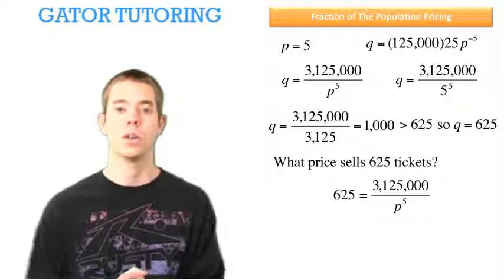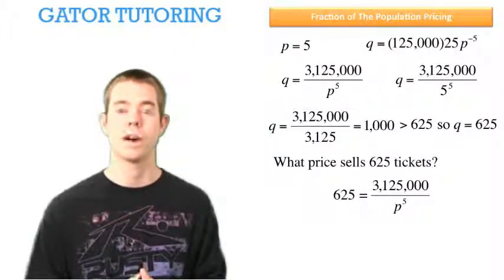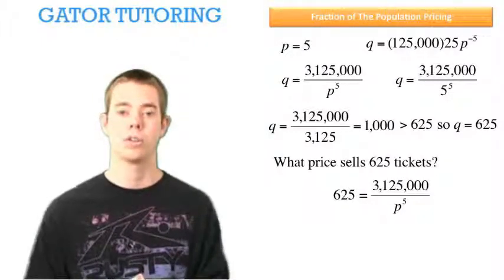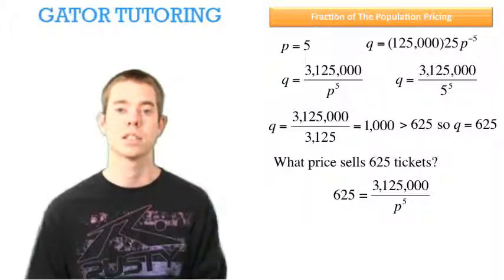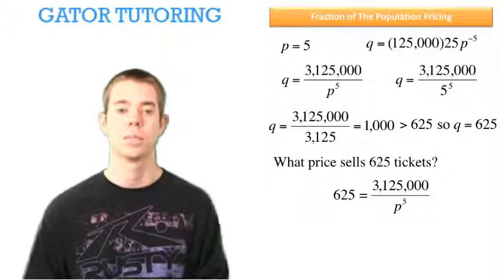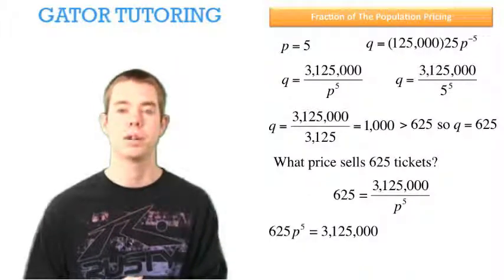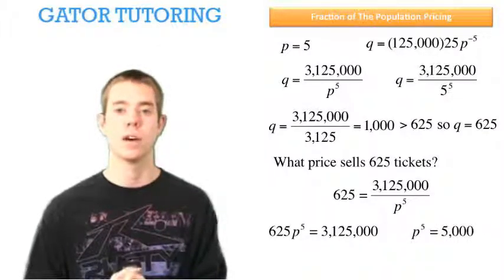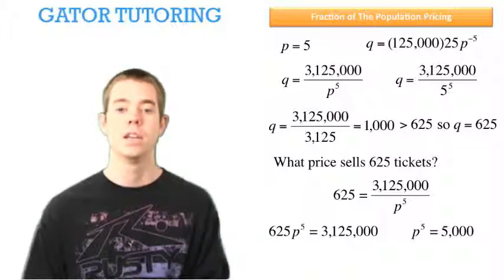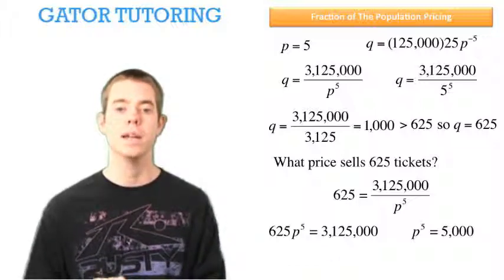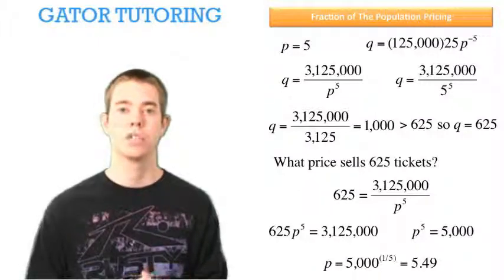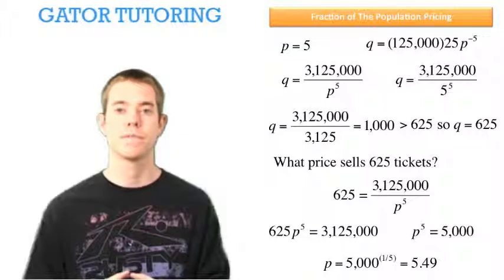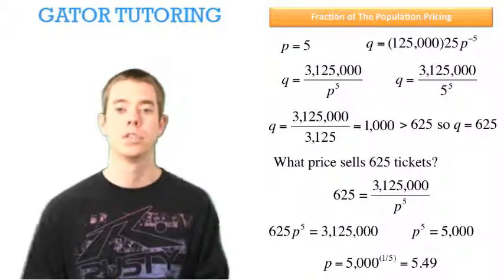So starting from our quantity function, plugging in 625 for quantity, we're going to solve this a little differently, and instead of taking any derivatives, we're just going to solve for the price that sells 625 units. We multiply each side by p^5 to take it out of the denominator, and we divide everything through by 625, and we find that p^5 is equal to 5,000. We raise both sides to the power of 1/5 to give us on the left side just p, and on the right side 5,000 raised to the 1/5, which is 5.49.